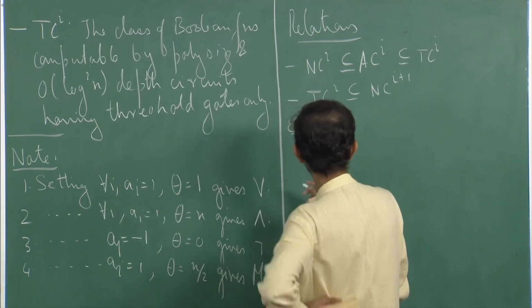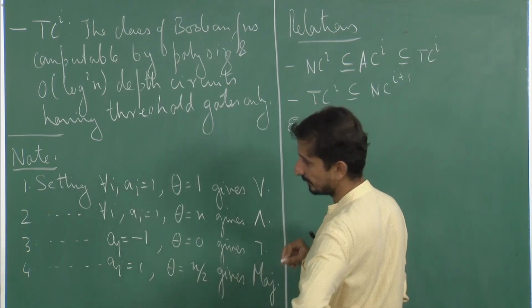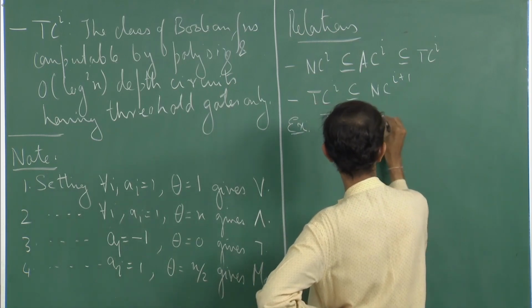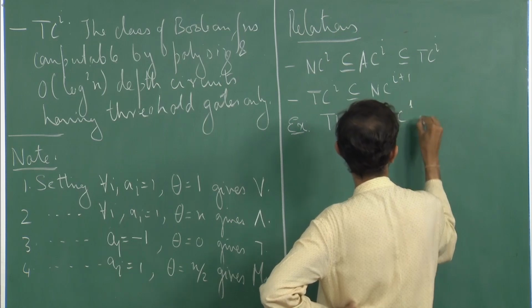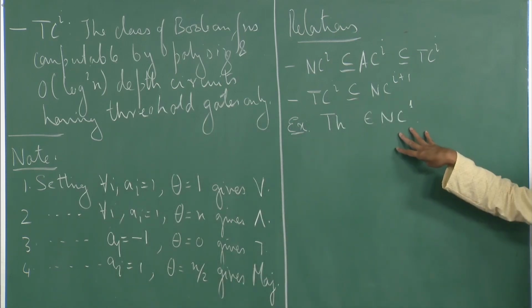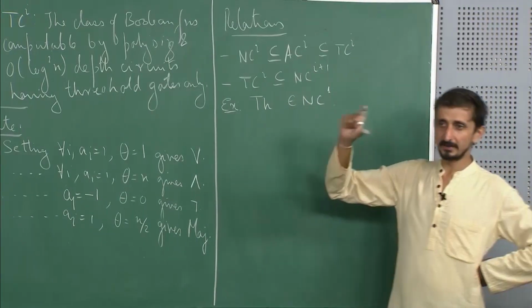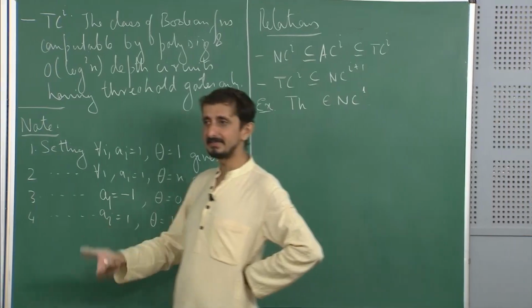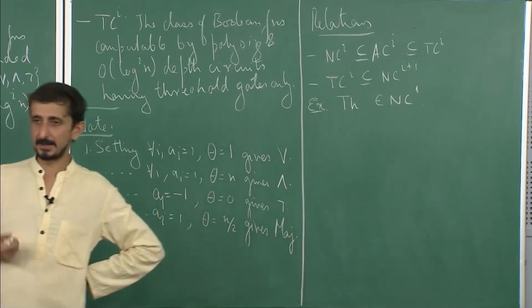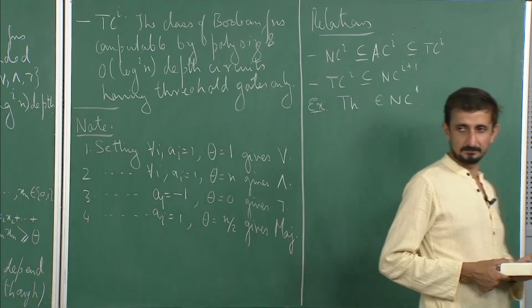You can show that the threshold function is in NC1. Once you show threshold is in NC1, you can replace every threshold with a log n depth circuit, and then for any TC1 circuit you will get an NC1 plus 1 circuit. And this you can think about.